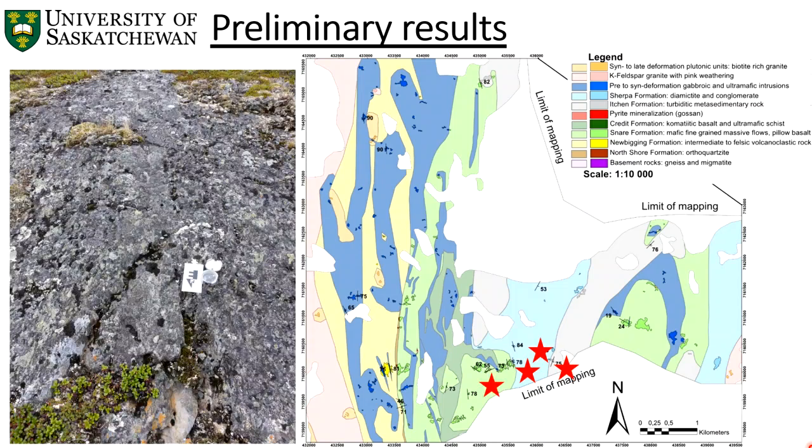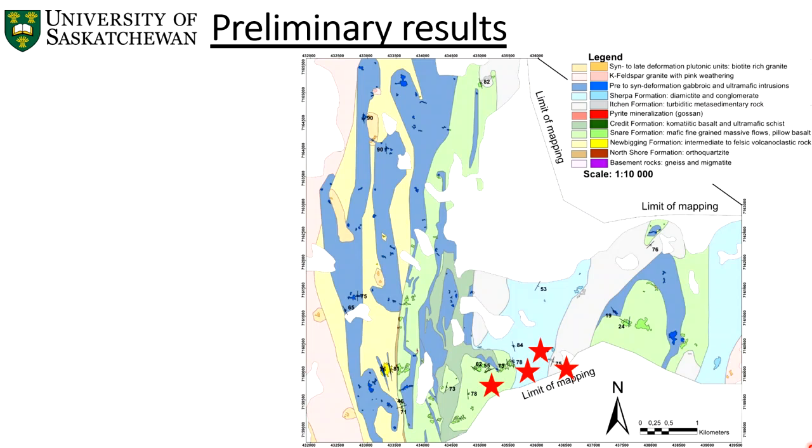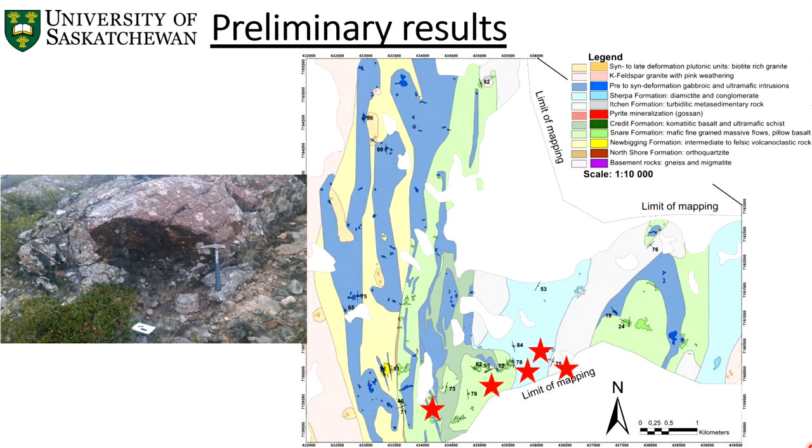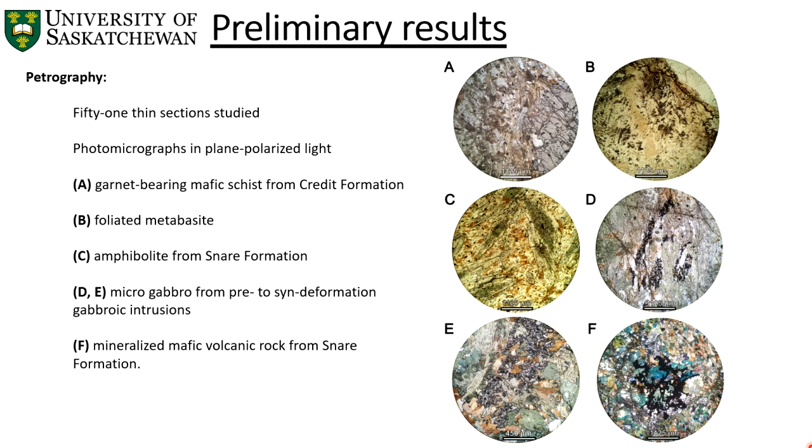Then we have a very nice outcrop of lichen cover and a nice picture of the ultramafic intrusion that is easily distinguishable by the reddish surface. Here are some thin section pictures.